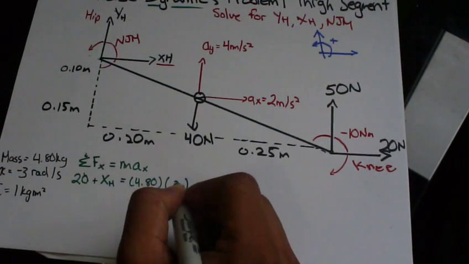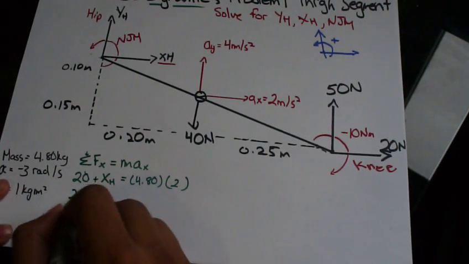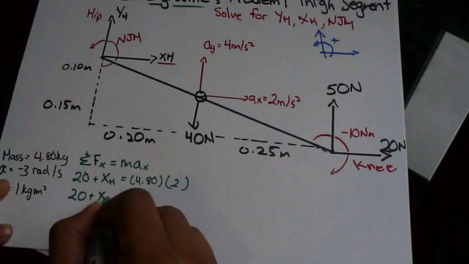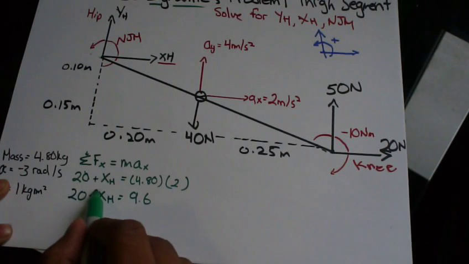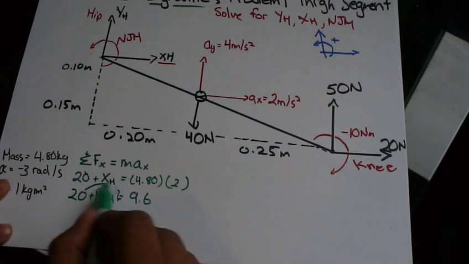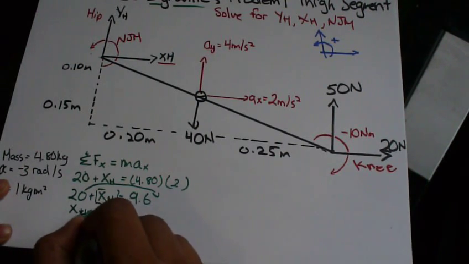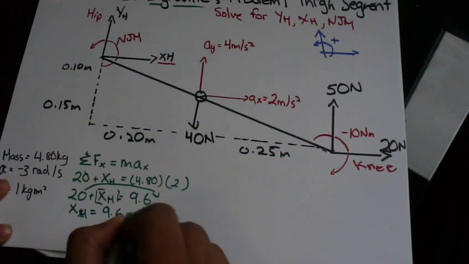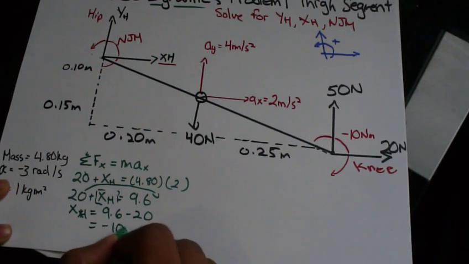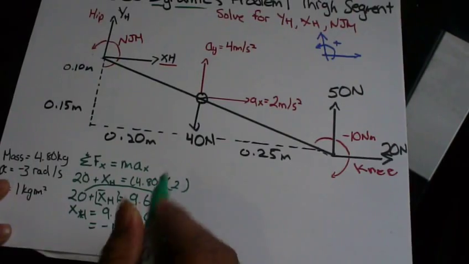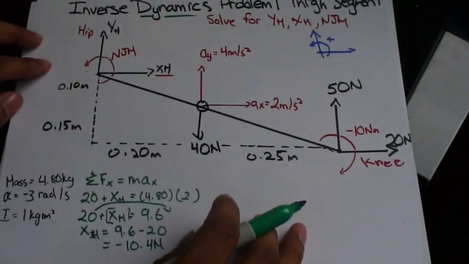So, a little simple multiplication here. We have 20 plus xh is equal to 9.6. We are trying to isolate for this. Carry this over here. So x of h is equal to 9.6 minus 20. This was equal to negative 10.4 newtons. Hopefully you can see that there.